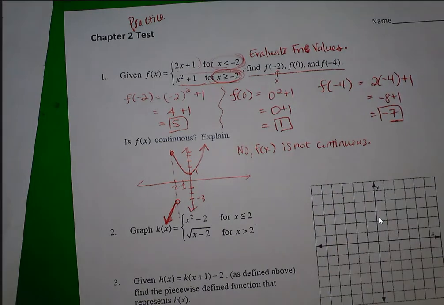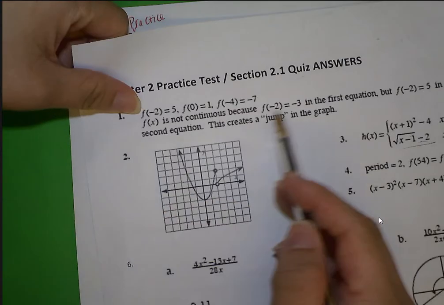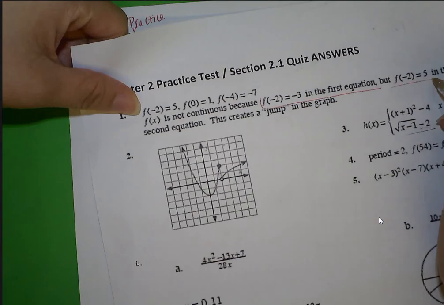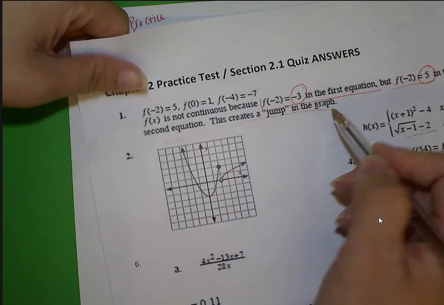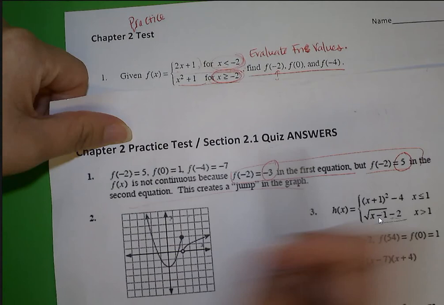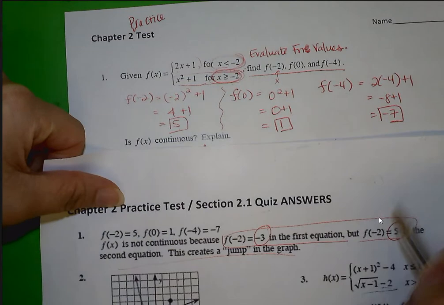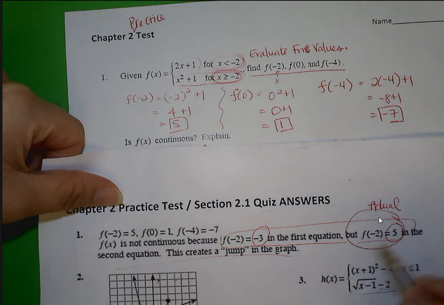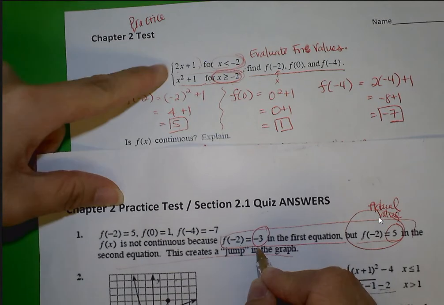Okay, the explanation here says it's not continuous because f of negative 2 equals negative 3 in the first equation, but f of negative 2 equals 5 in the second equation. This creates a jump in the graph. Technically, when x equals negative 2, it actually uses this, and so this is the actual value. But this is the value if we were to plug it into the top equation.